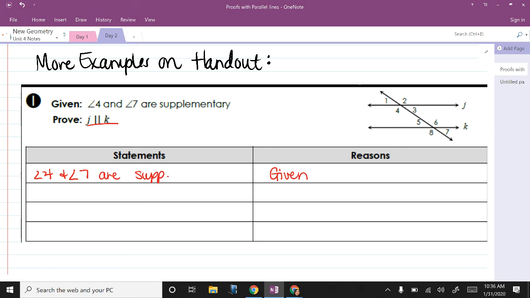Why can I say 6 and 7 are supplementary? The alternate interior. Or consecutive interior, or is it exterior? One of those things. Why are 6 and 7 supplementary? Exactly. So I can say that angle 6 and angle 7 are supplementary because they are a linear pair.